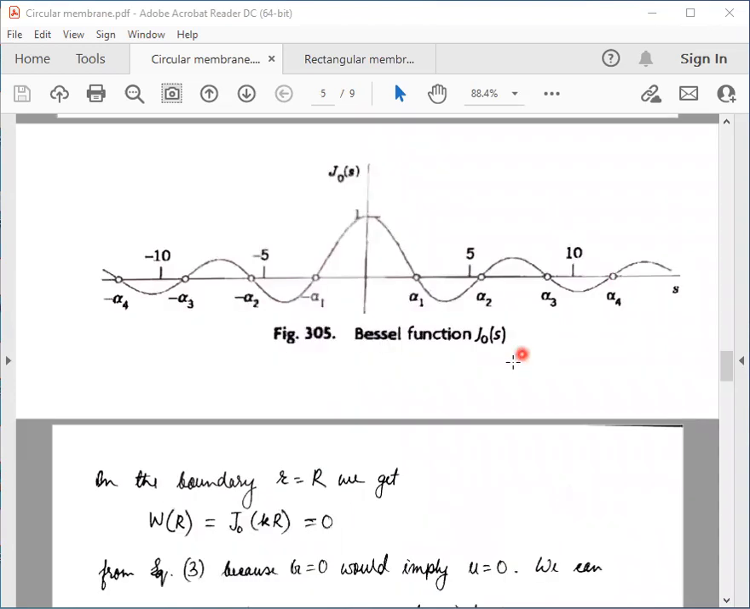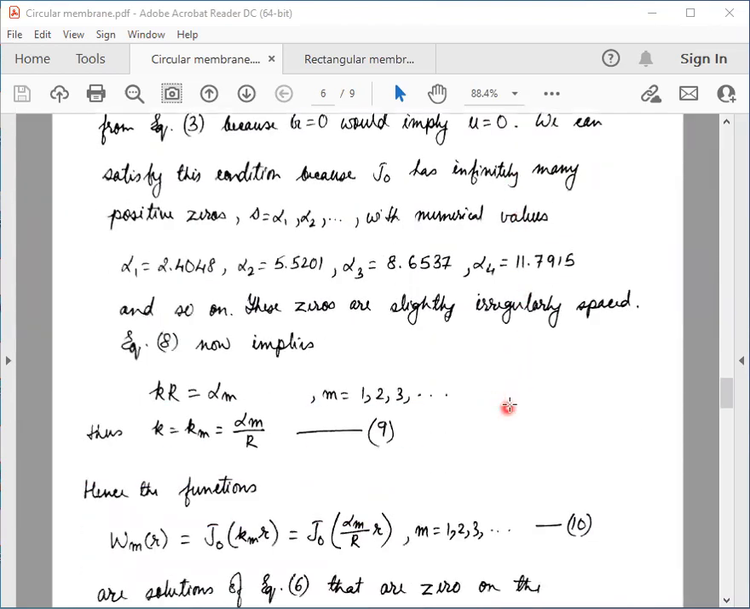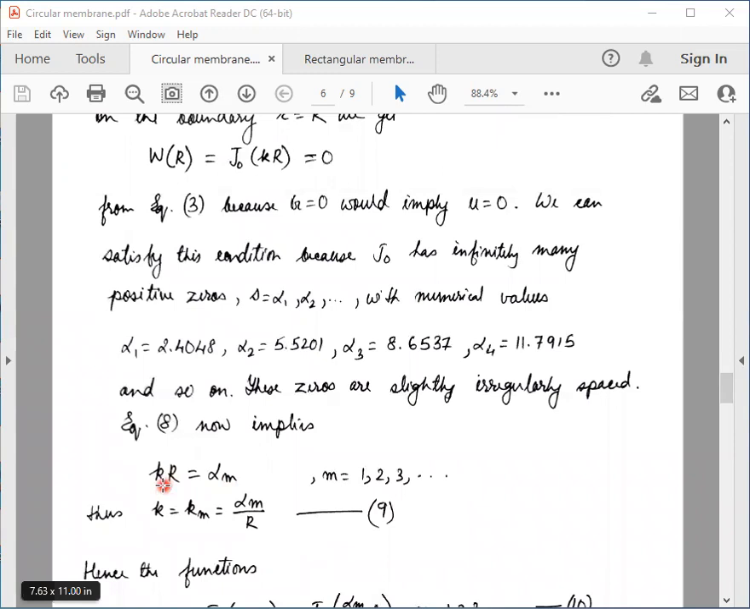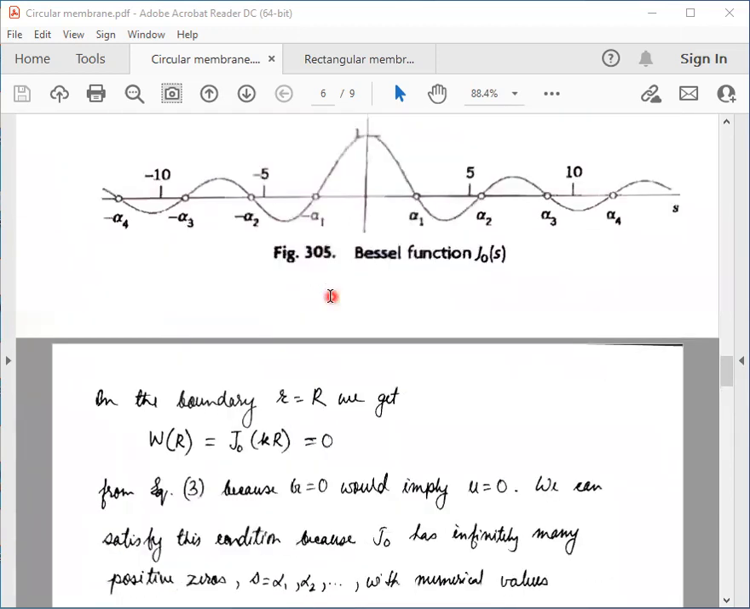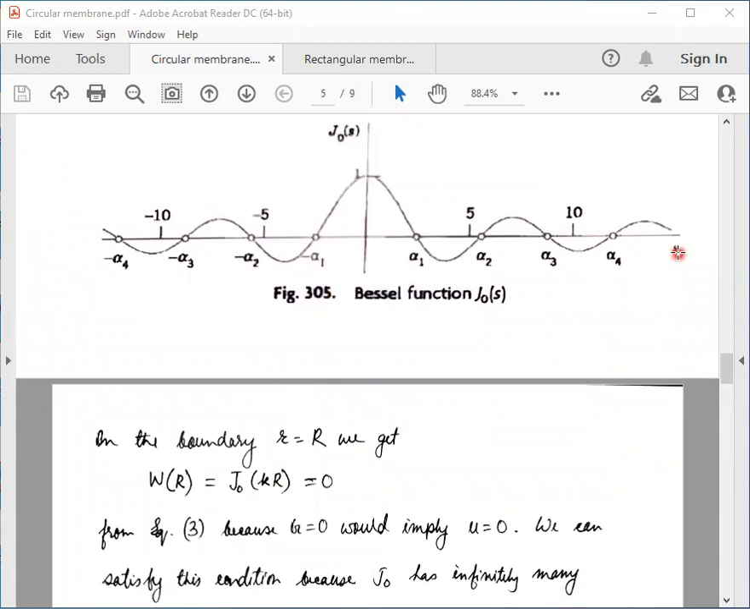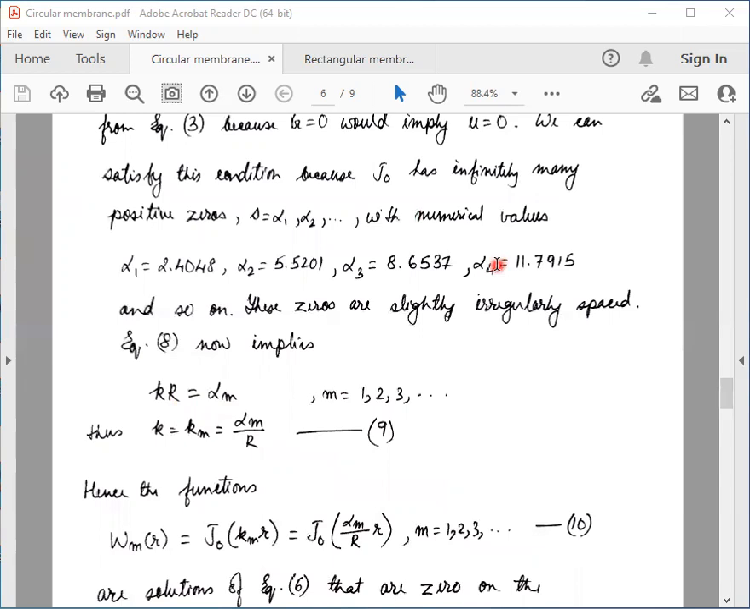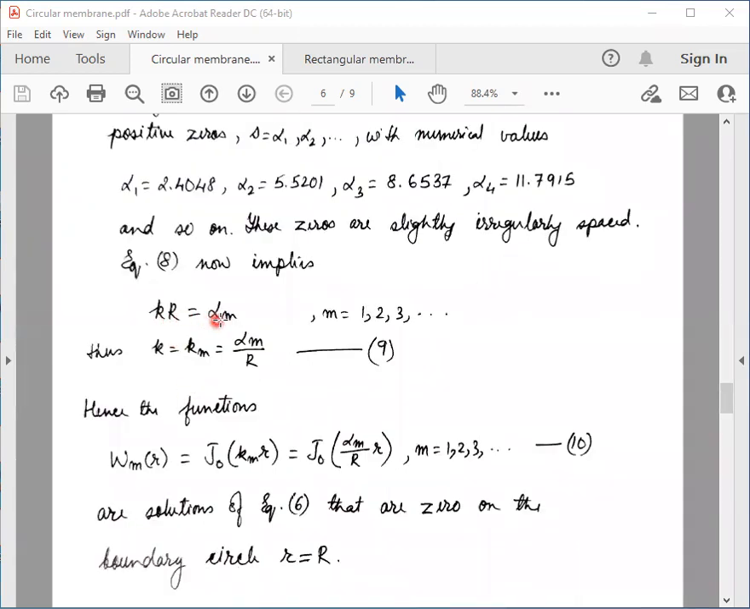So equation 8 now implies kR is equal to alpha m. Why kR? Because kR is s, so when s is equal to alpha 1, J0 is 0. When s equal to alpha 2, it is 0. When s equal to alpha 3, it is 0. So that means k times capital R should be equal to alpha m, where m equal to 1, 2, 3, and so on.